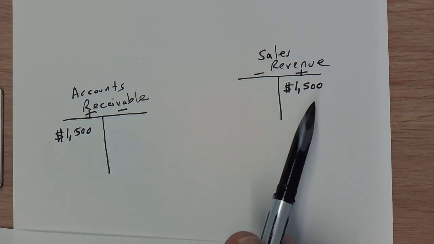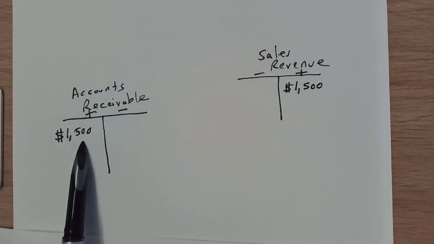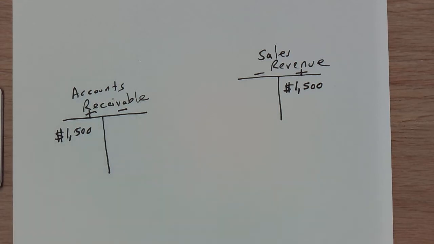So we still have our sales revenue going up by $1,500. And now this other asset, accounts receivable, reflects the $1,500. And so this transaction is balanced because we have a debit for $1,500 and a credit for $1,500.